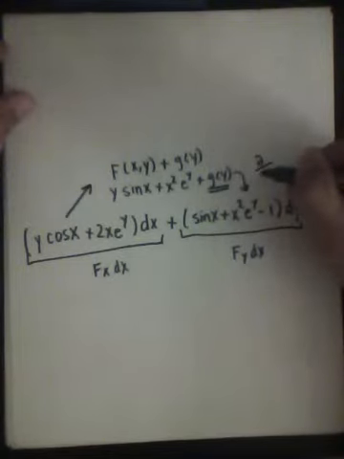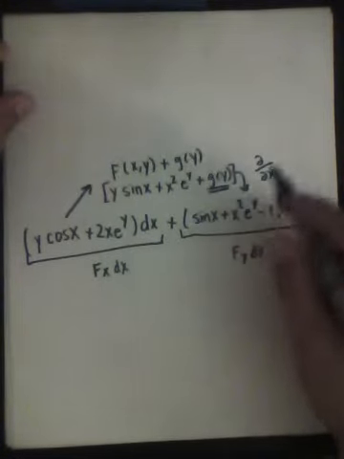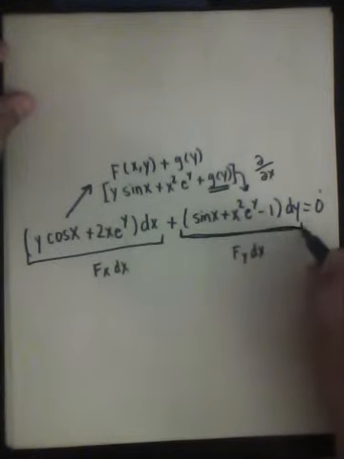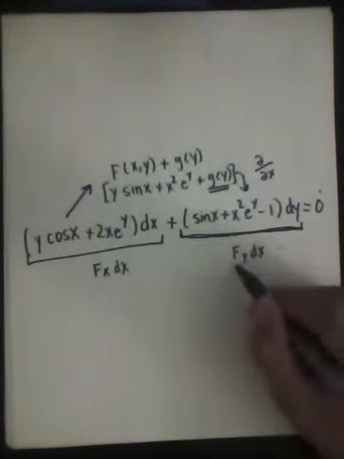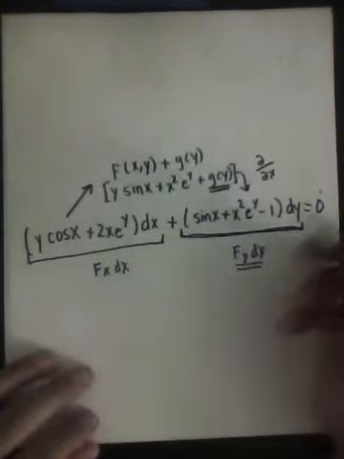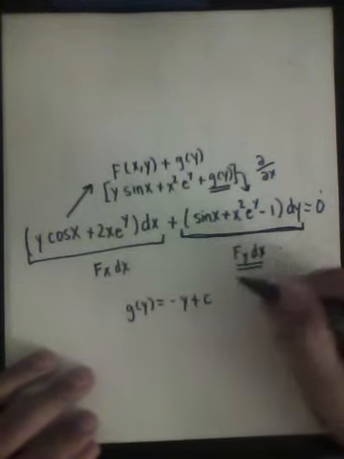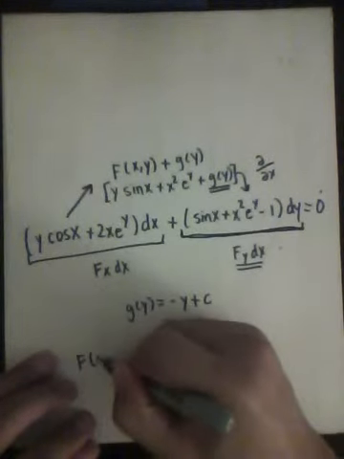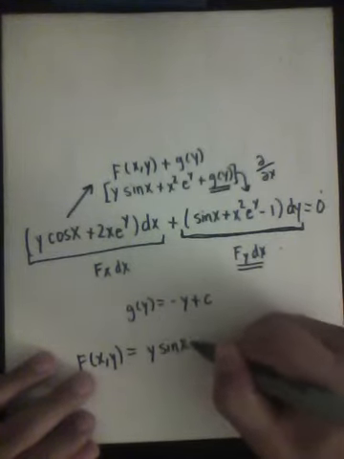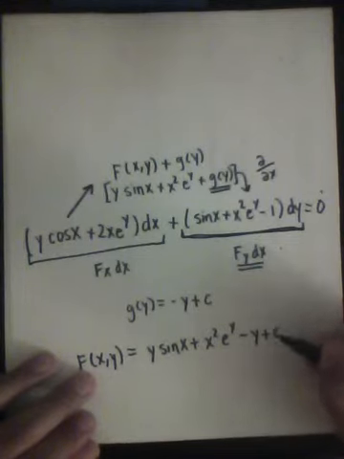We take everything here, its partial derivative, because our function's derivative with respect to y lies here on the right side, where this is f sub y dy. And then we made the comparison to figure out what g of y is. So after we got that g of y equaled negative y plus c, we're able to plug it in and find that f of xy equals y sine x plus x squared e to the y minus y plus c.